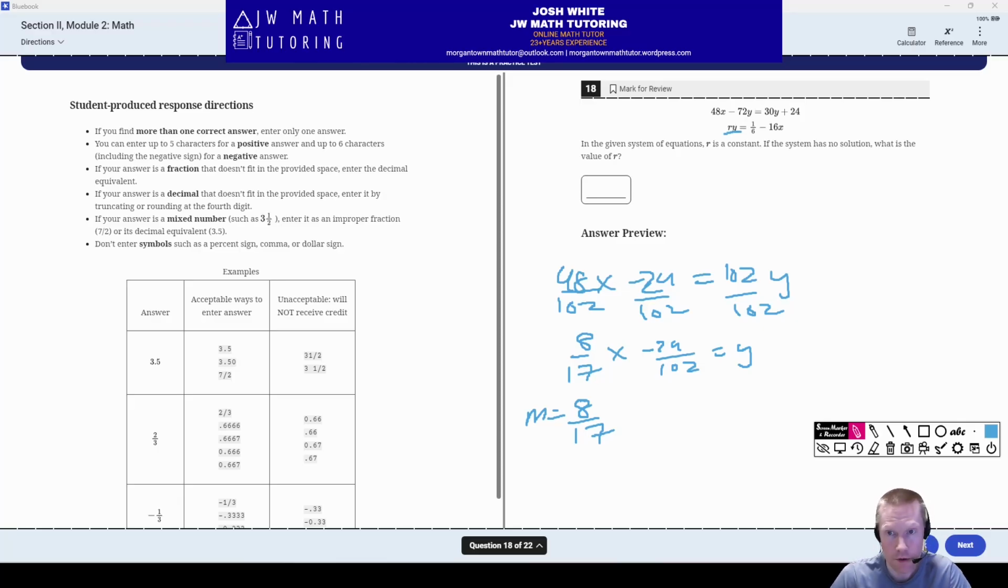All right, now on the bottom one, all we have to do is divide by r. So y equals, and I'm just going to flip the order, negative 16 over r x plus 1 over 6r.